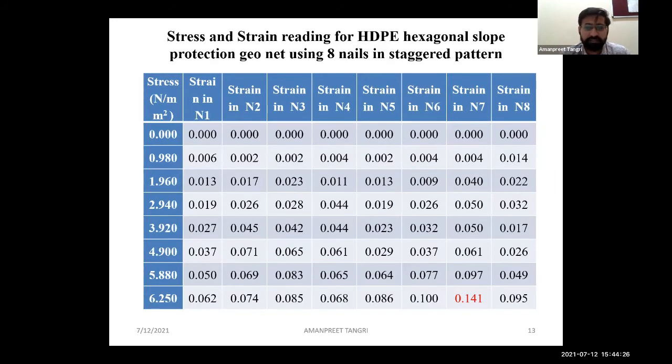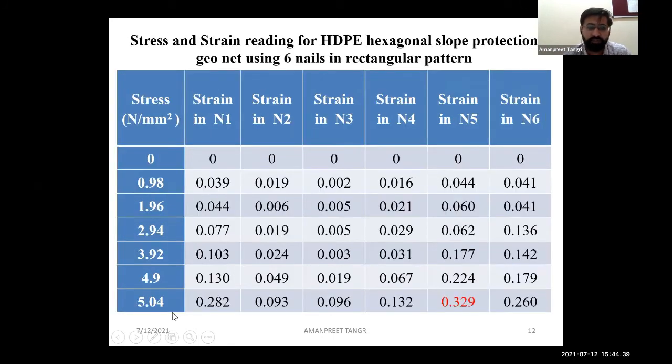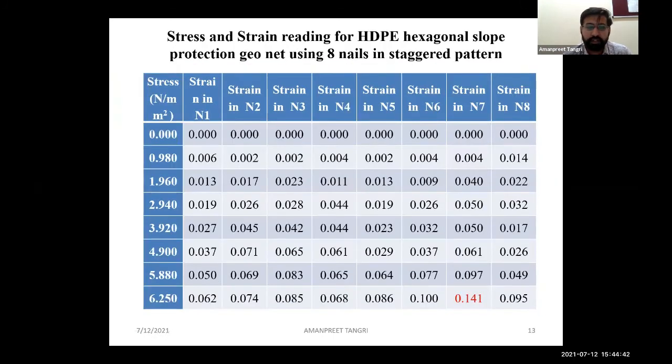Similarly, talking about the 8 nails in the staggered pattern, there has again been an increase in the stresses that could be taken up by that slope, and it's 6.250 Newton per mm square as compared to the previous 5.04 and 3.43. In this, the strain has also been reduced, but again the maximum strain is in nail number 7. So as we are increasing the number of nails, there is an increment in the stresses that could be absorbed by that material before its failure.